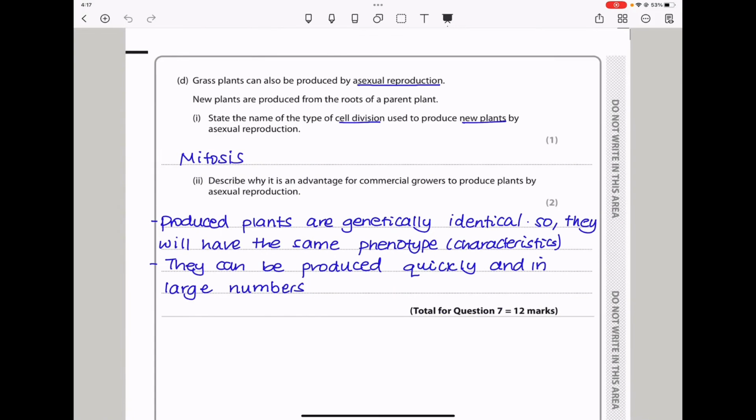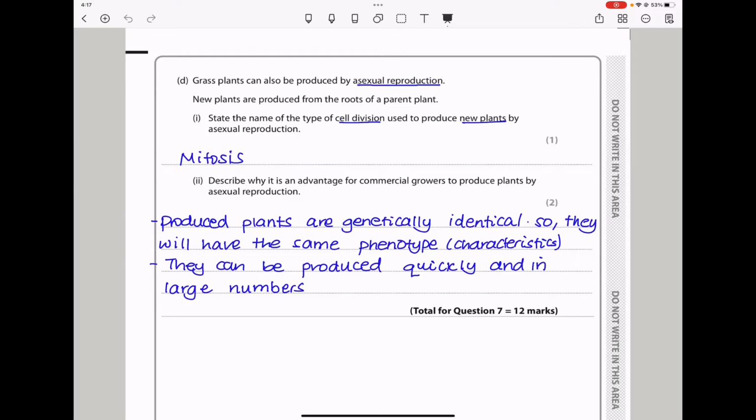Moving on. In part D, grass plants can also be produced by asexual reproduction. New plants are produced from the roots of a parent plant. State the name of the type of cell division used to produce new plants by asexual reproduction. This is going to be by mitosis.